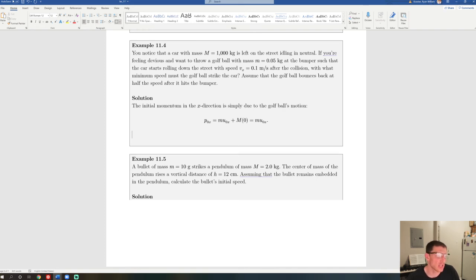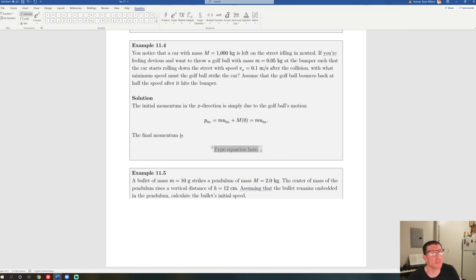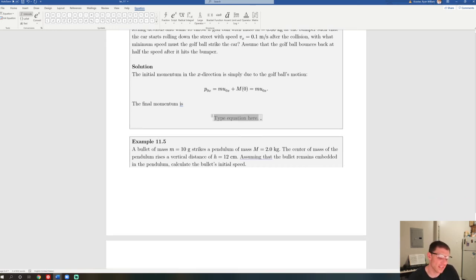Okay, now we look at the final momentum, and this is where we have to be careful, because momentum is a vector, and perhaps that hasn't been completely obvious based on any of the examples that we've done so far, because the last example, for instance, had both objects moving in the same direction after the collision, right? But in this example, the way that I would write this, because I know that the golf ball is now, let's say as I've drawn it, moving to the left, is I would write something like this.